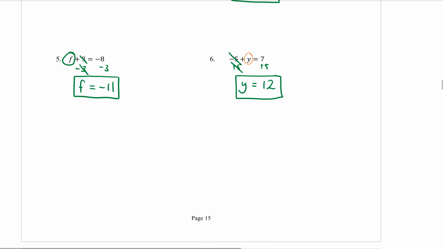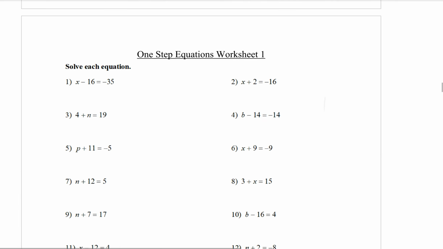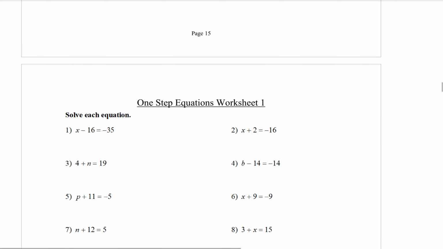Okay, that's it. That's one-step equations. Here is some one-step equations for you. Page 16.